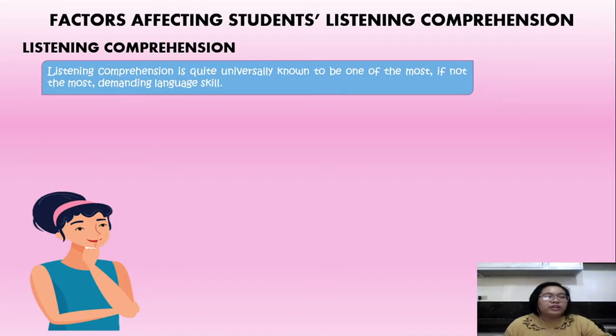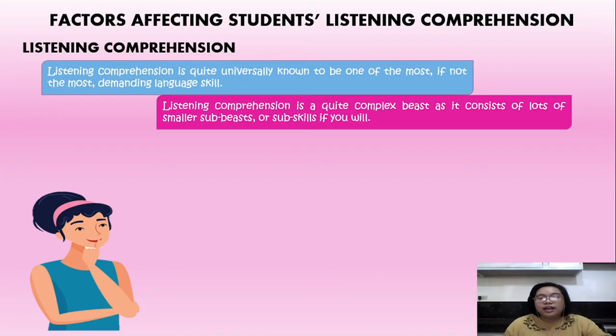Why? Because listening comprehension encompasses the multiple processes involved in making sense of spoken language, or making sense of what we hear. It requires thoughtful attention paid to what the speaker said, and not just a passive act of hearing alone. Next, listening comprehension is quite a complex beast, as it consists of lots of smaller sub-beasts or sub-skills, if you will. So, listening comprehension is the precursor to reading comprehension and to overall communication. So, it is an important skill to develop, not just hearing alone.